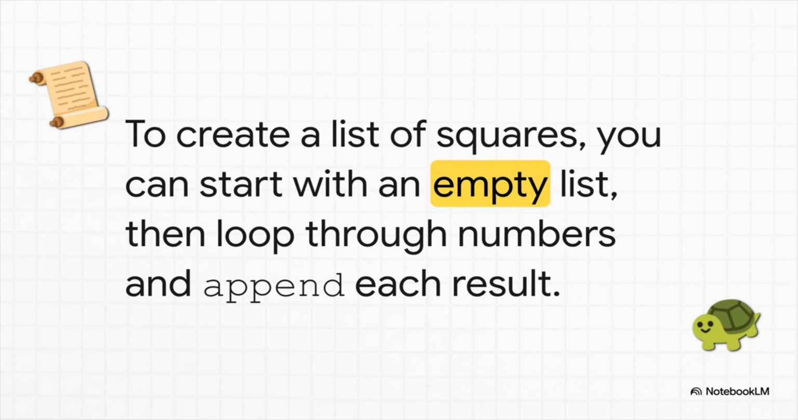Now, let's say you want to build a new list, maybe the first 10 square numbers. The classic way to do this, and it works just fine, is to start with an empty list, loop through your numbers, and then append the squared value one by one. It gets the job done, but it takes up a few lines of code.